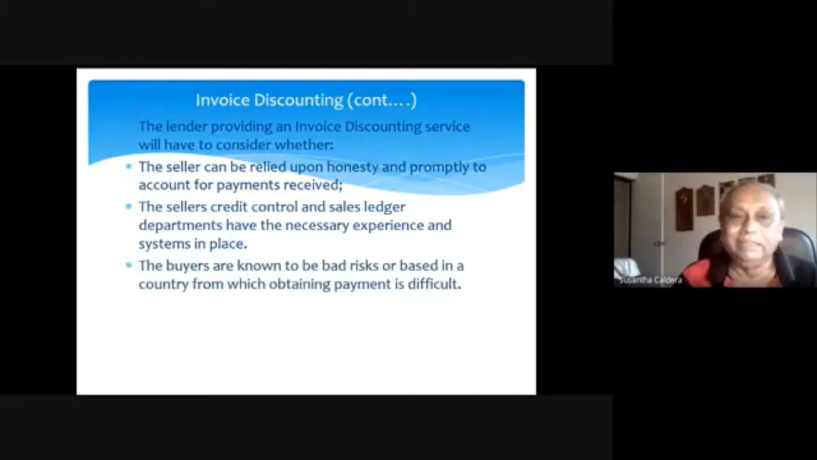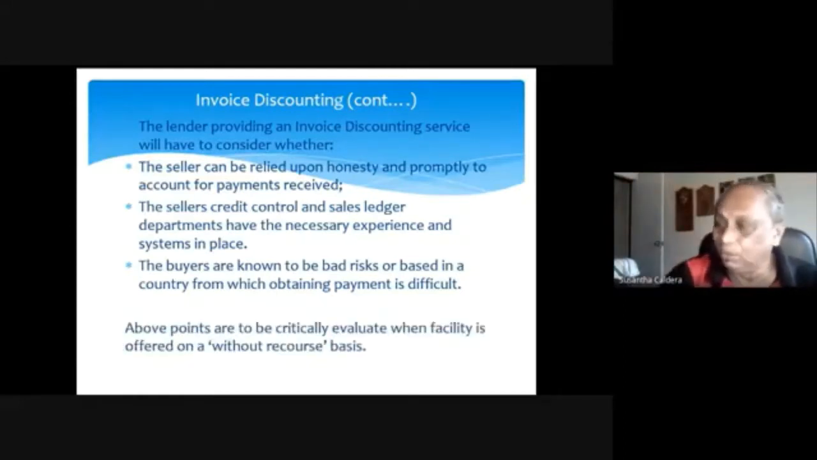Right? ඒගාවට seller experience එක ඔක්කොම අපි බලනවා. The buyers are known to be bad risk or based in a country from which obtaining payment is difficult. We will not do these things. Right? අතන locally උනත් අපි හොඳ නැත්තම් අපි දෙන්නේ නැහැ.